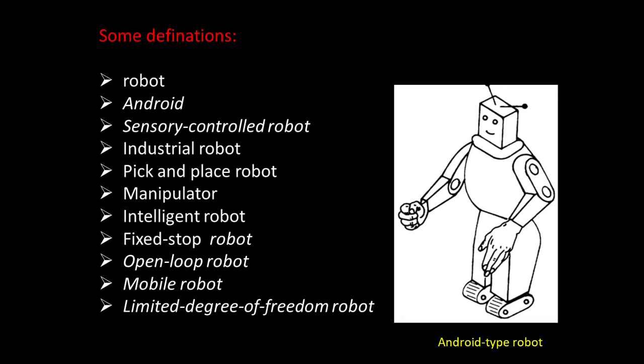Android. A robot which resembles a human in physical appearance. Sensory controlled robot. A robot whose program sequence can be modified as a function of information sensed from its environment. Robots can be servoed or non-servoed. Open loop robot. A robot which incorporates no feedback, i.e., no means of comparing actual output to command input of position or rate. Mobile robot. A robot mounted on a movable platform. Limited degree of freedom robot. A robot able to position and orient its end effector in fewer than 6 degrees of freedom.